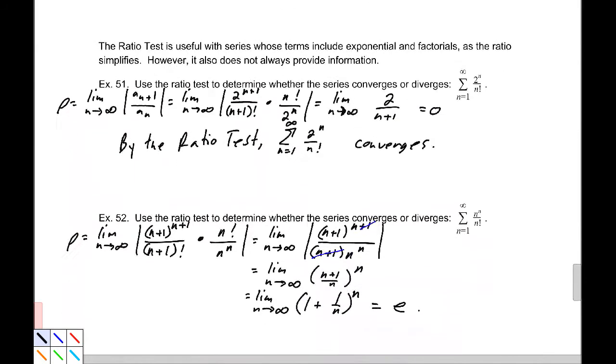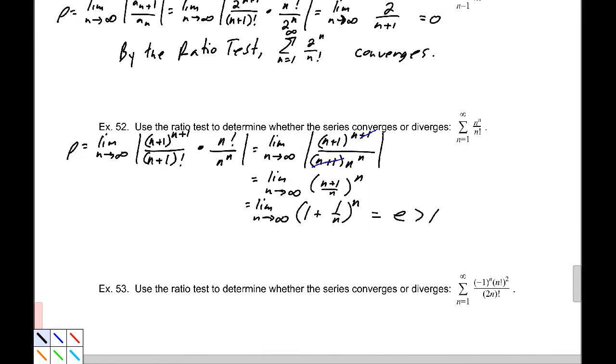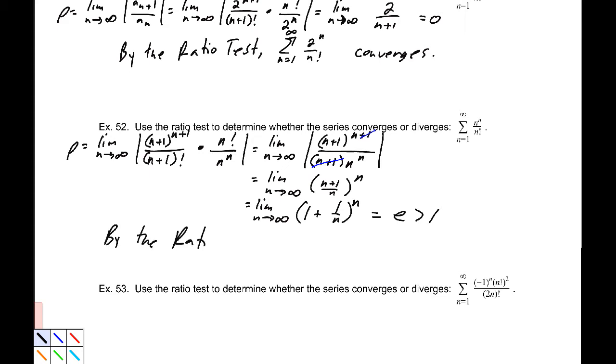Now, e, again going back to this, is greater than 1. It's 2.71828 roughly. So this is greater than 1. Therefore, by the ratio test, that series, n equals 1, n to the n over n factorial, diverges.